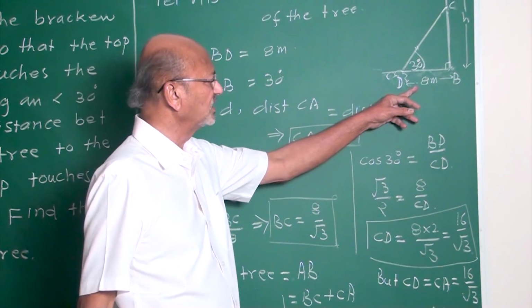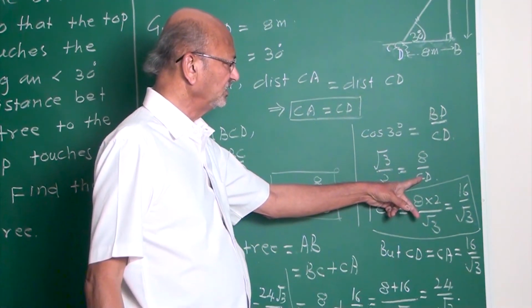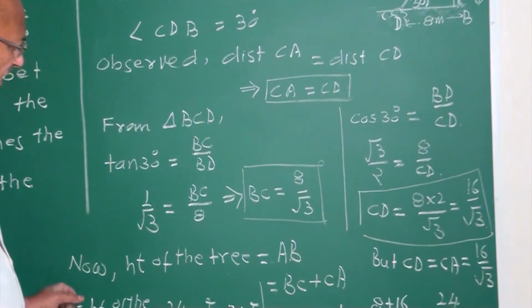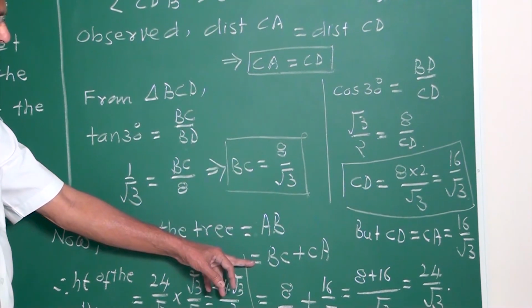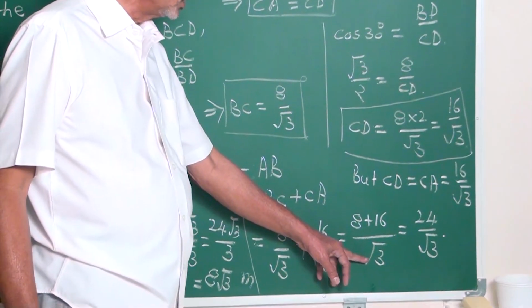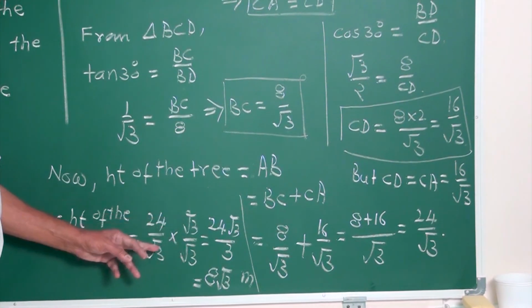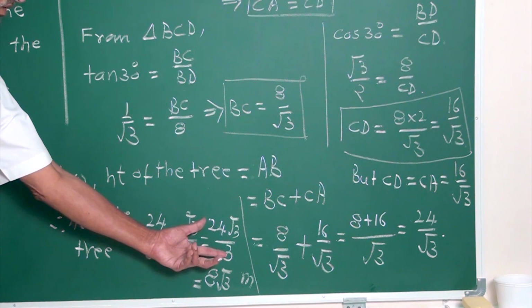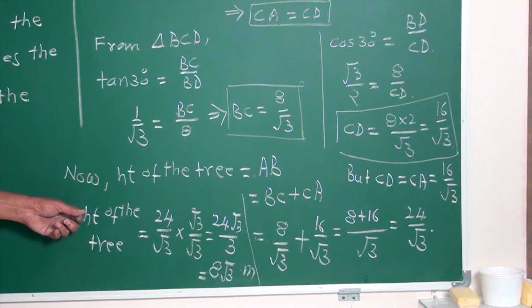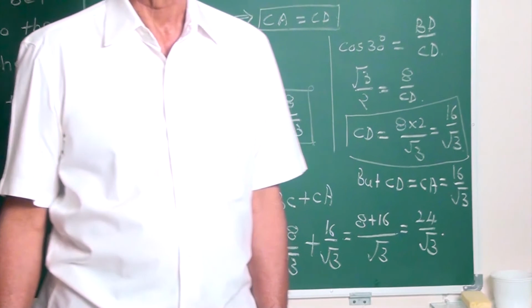Then you take cos 30. BD upon CD is this. CD is 8 into 2, 16 upon root 3. My friends, height of the tree is AB. Substitute the values. It is 24 upon root 3. You have to multiply and divide by root 3. Root 3 into root 3 is 3. 24 by 3 is 8, so 8 into root 3 meter will be the height of the tree, my friends. This is the second example of this exercise.